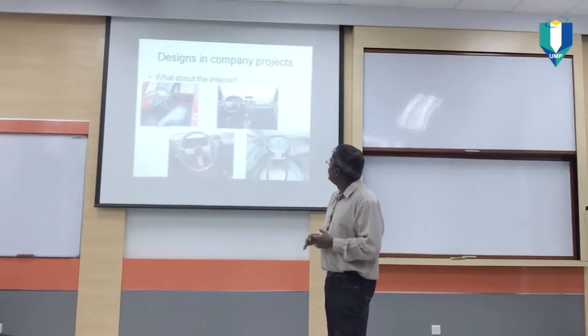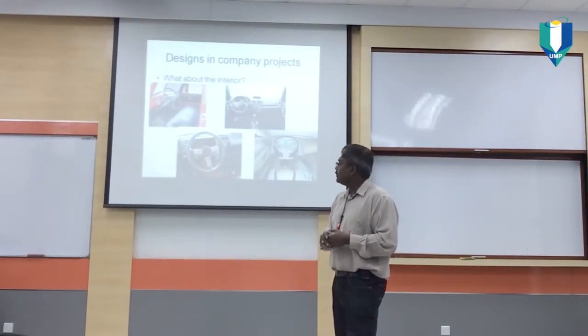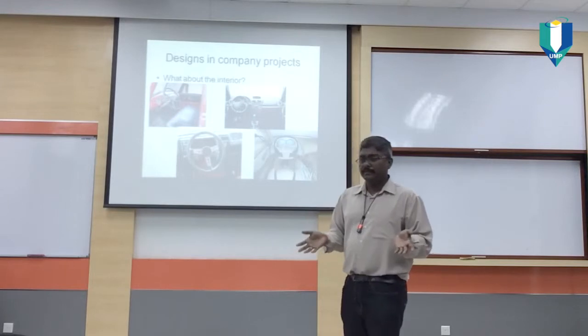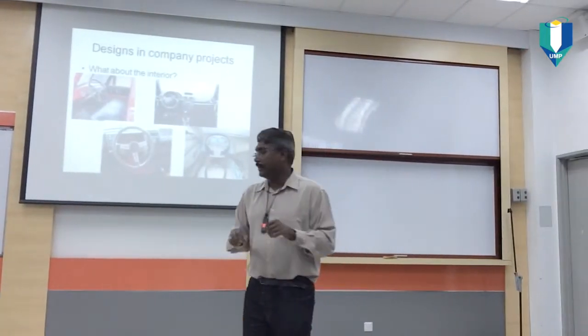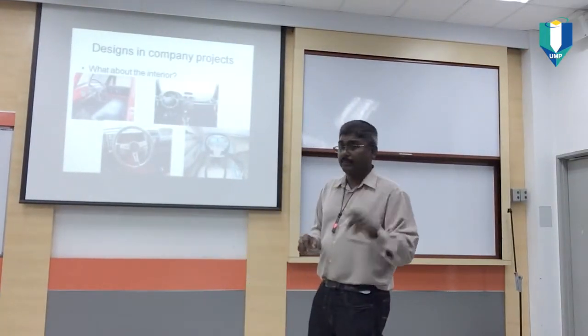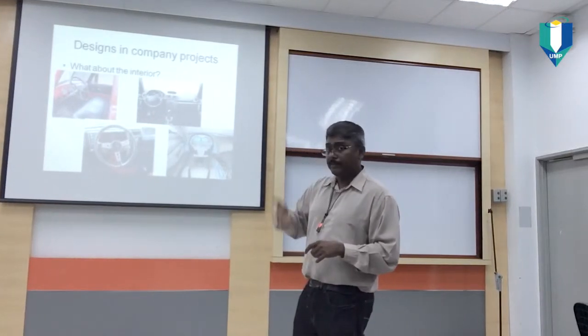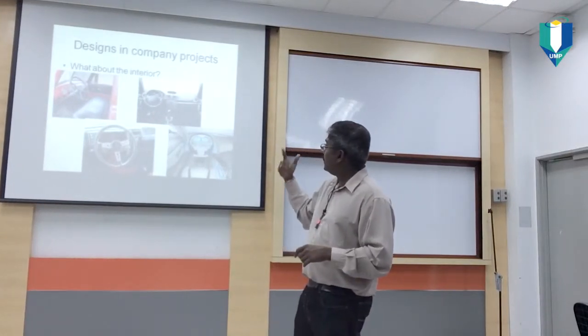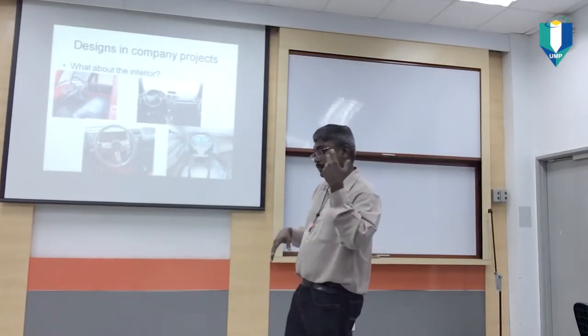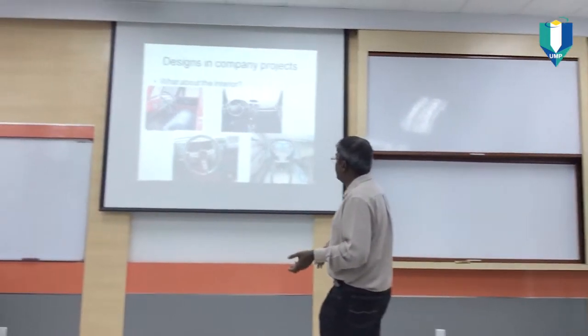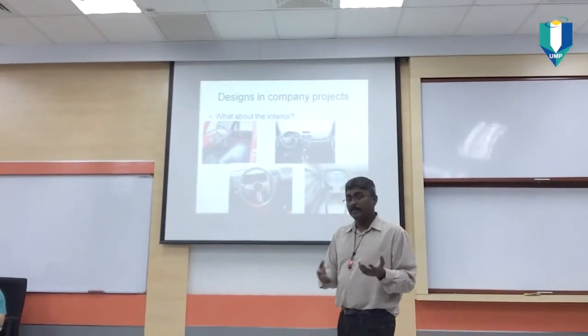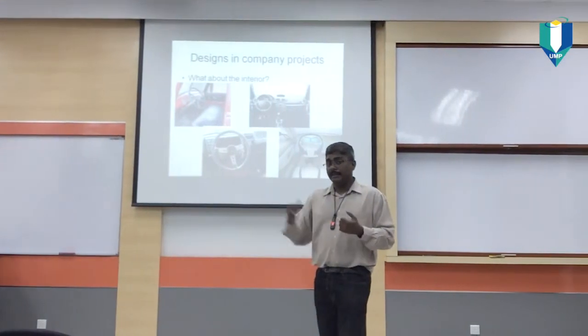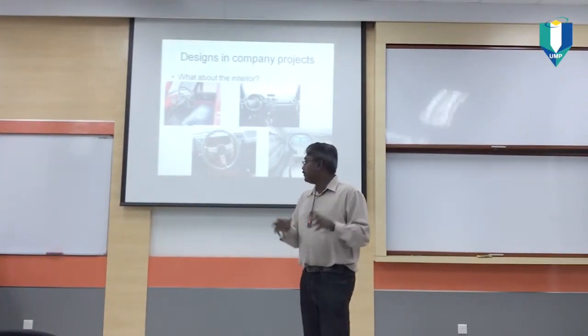Next. How about the interior design? As we go on in this class, we also will look into the interior of the car. Where does your steering sit? Where do you have your side mirrors? Where do you have your gear lever? Where is your brake pedal? Okay. How do you access these cars? Is it easy to reach in the car? This is what you have to look at.